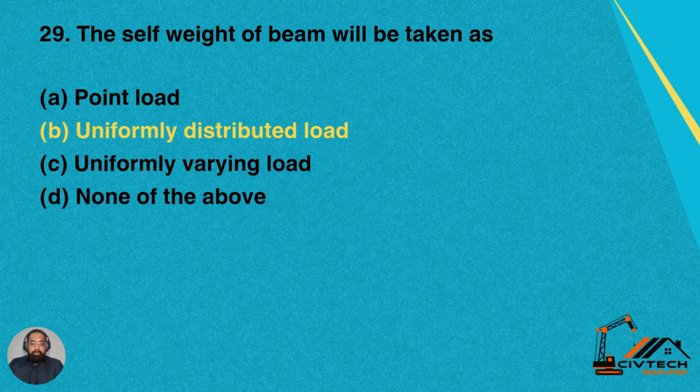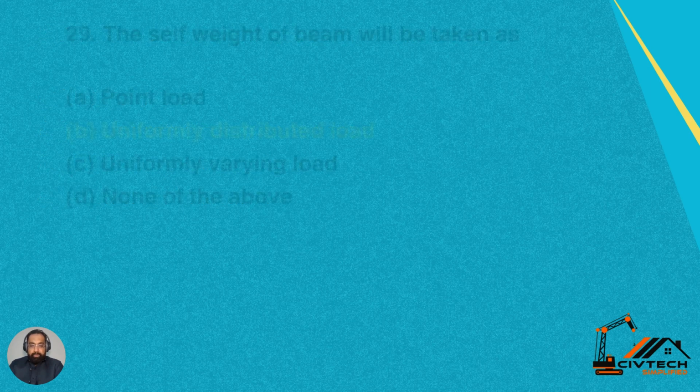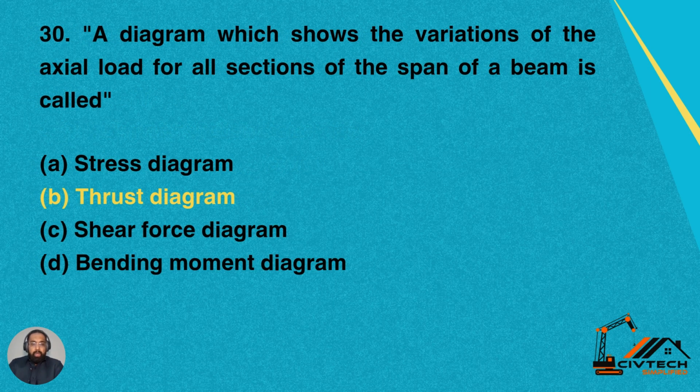Question 29. The self weight of the beam will be taken as option A point load, option B uniformly distributed load, option C uniformly varying load, option D none of the above. So the self weight of the beam will be taken as UDL, uniformly distributed load. So B is the correct option for this question.